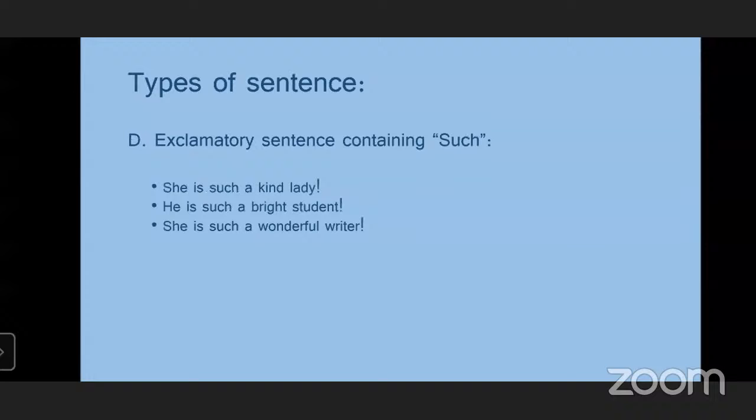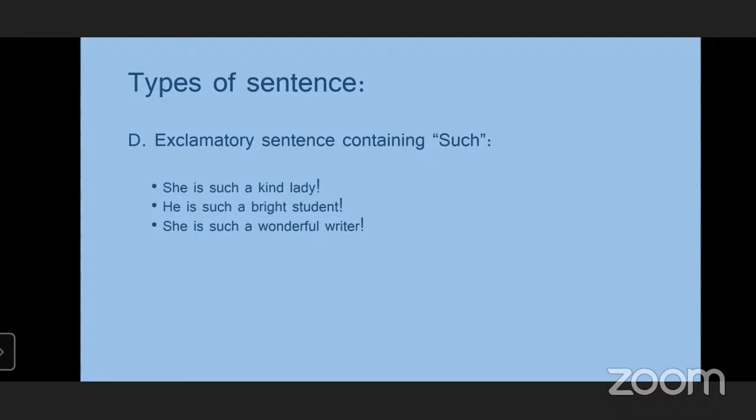So we have seen that exclamatory sentences express strong emotion. We have seen what exclamatory sentences are, and how is used in them. Next, exclamatory sentences containing such. In exclamatory sentences, there is also a use of such.